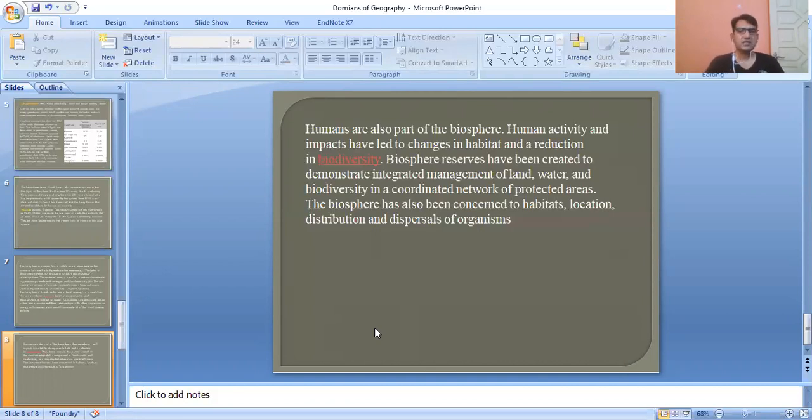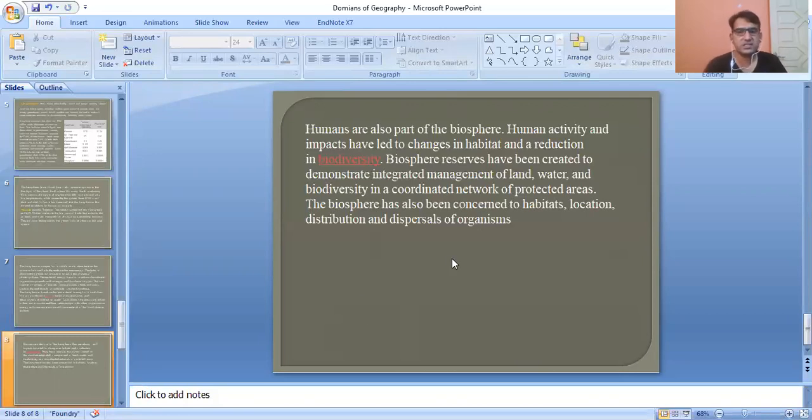But because of our activity, where mostly we are doing something wrong or in a negative way, it affects our environment. So our biodiversity is having a negative impact due to our activities.